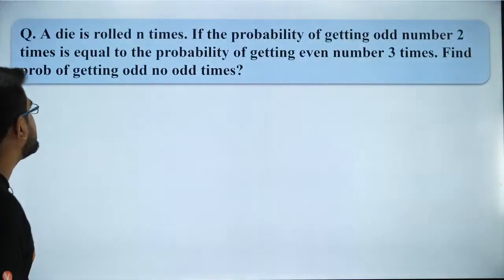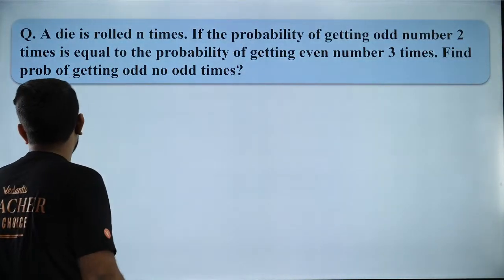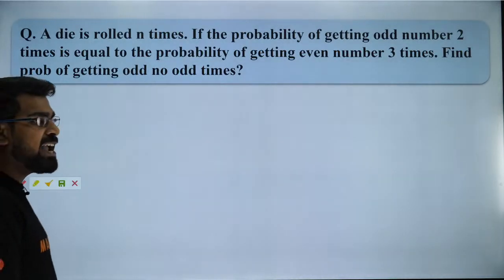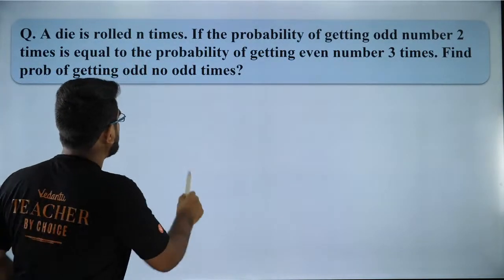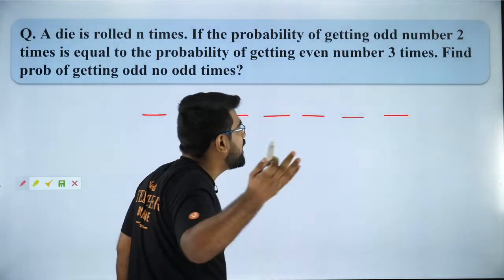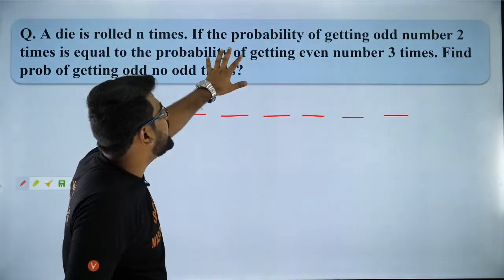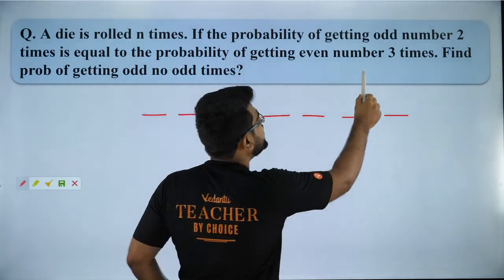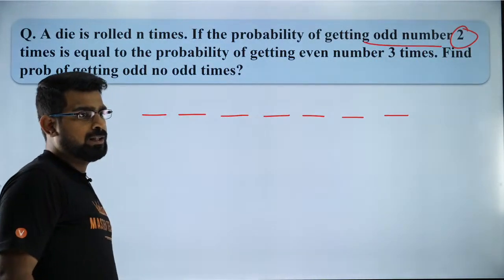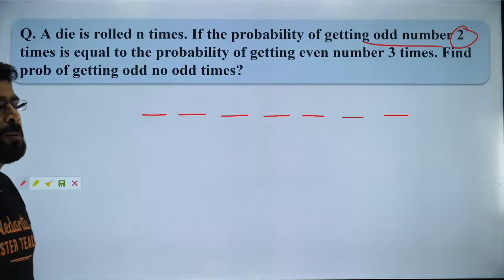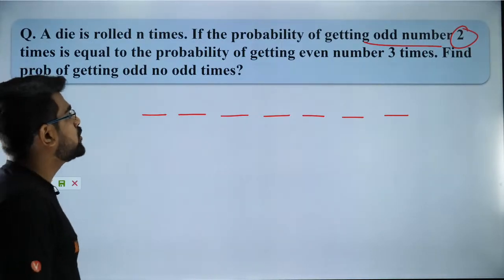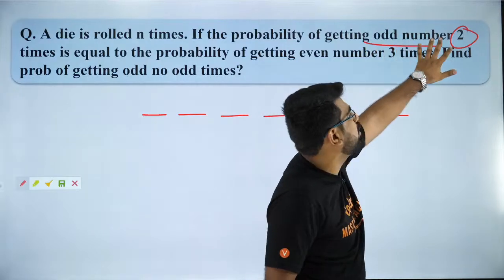The very first question which I got from my students, it may not be in order, so please have a look at it guys. So we have a dice which is rolled n times. Do you know what is n? No, I don't know what is n. But the probability of getting an odd number of 2s is equal to the probability of getting an even number of 2s 3 times. So we need to get an odd number 2 times.